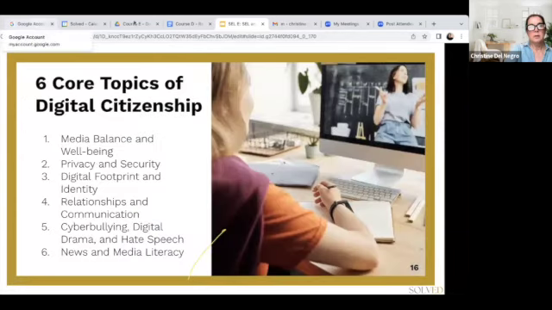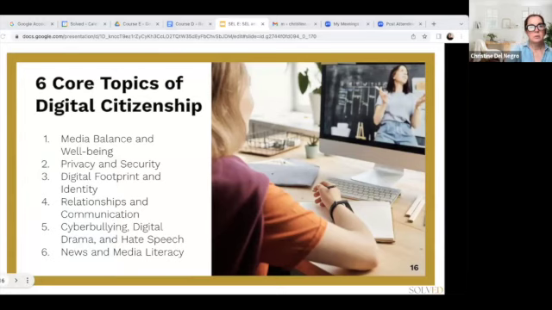So these are the 6 core topics of digital citizenship: media balance and well-being, privacy and security, relationships and communication, cyberbullying, digital drama and hate speech, and news and media literacy. Somebody put in the chat that they've shown videos on digital citizenship just to help students understand the implications of being online, in terms of the way they treat others and then how they could potentially be at risk. I think that's really important.